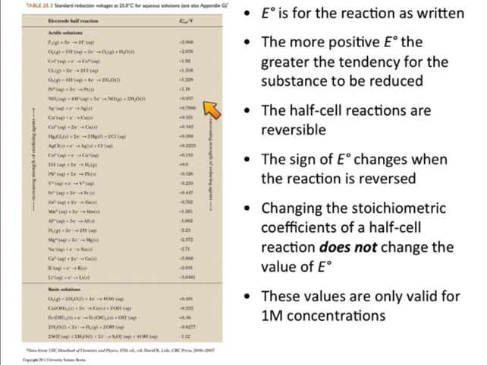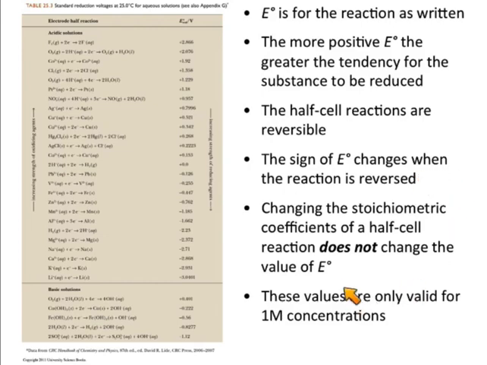And so you'll get a positive number if you're higher up here on the list. And we saw that before. Zinc is down here lower on the list as negative because zinc really doesn't want to be reduced. It wants to be oxidized. All right. Now, these half-cell reactions are reversible. I just said that. Change the sign.